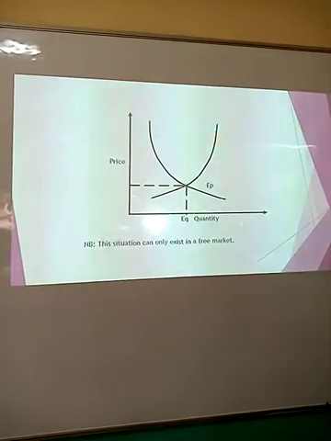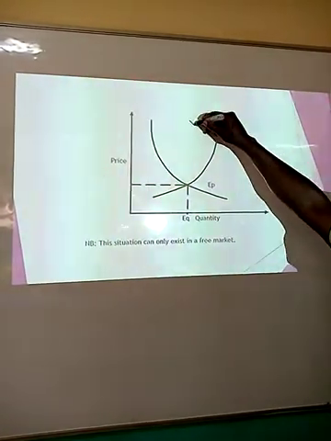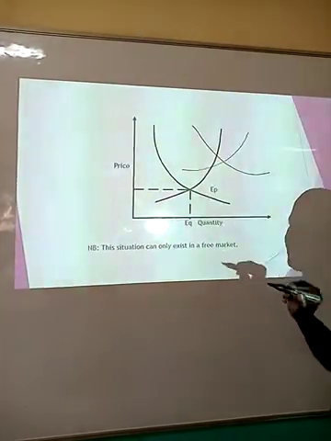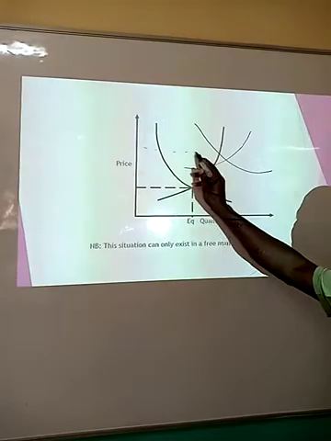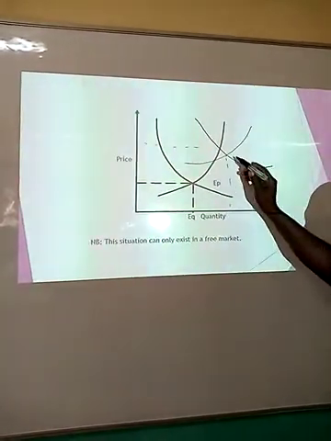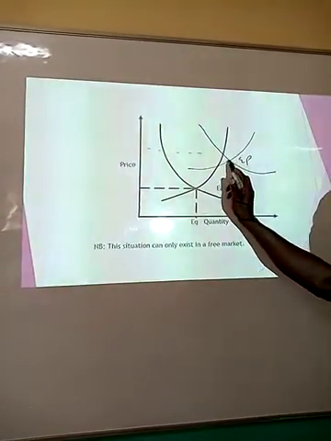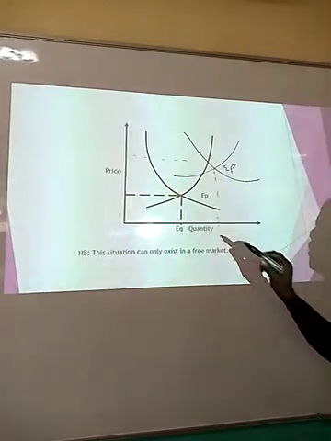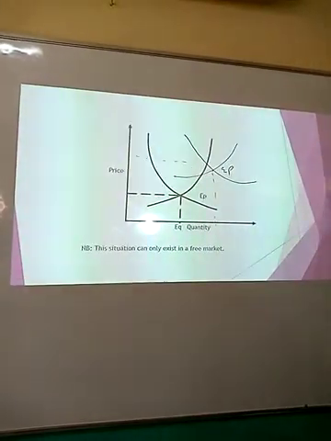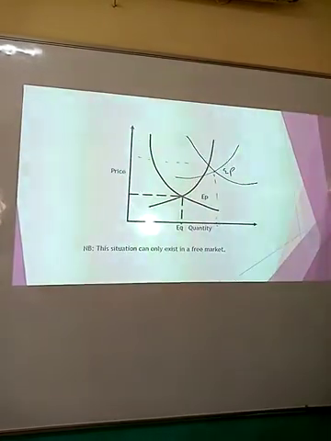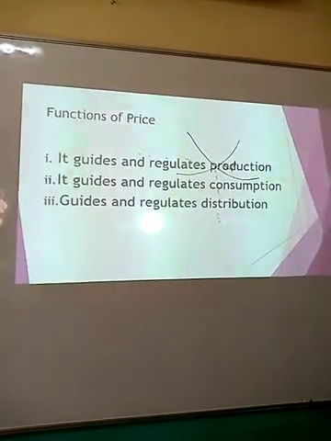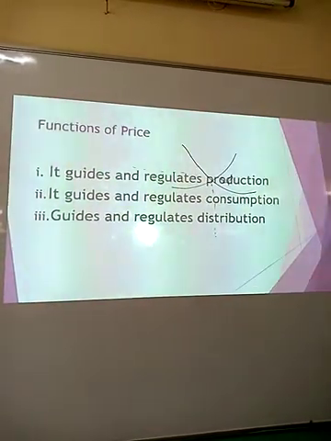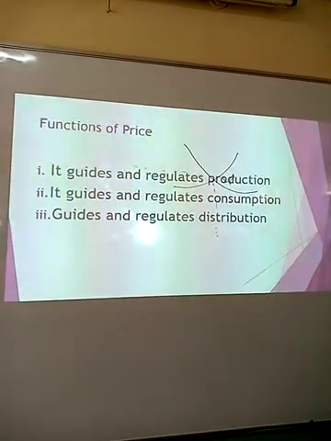If we use the same graph, you can have another demand curve at that point and maybe a supply curve at that point, and therefore the equilibrium price will be at that point, while the equilibrium quantity will also be read from there. So it will all depend on the good and the prices that it attracts. Having said that, what is the role of price in a given market?